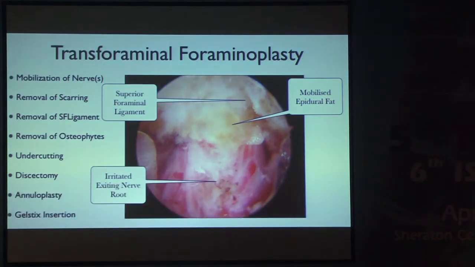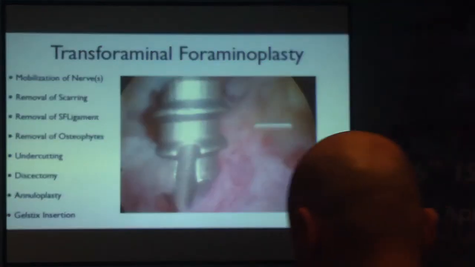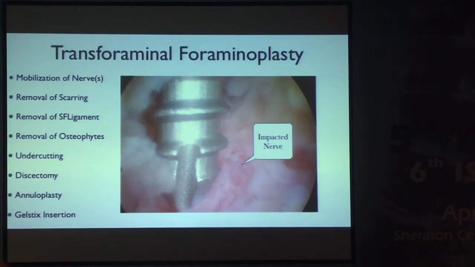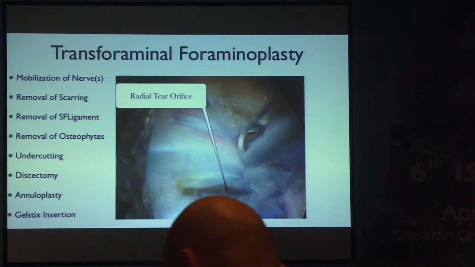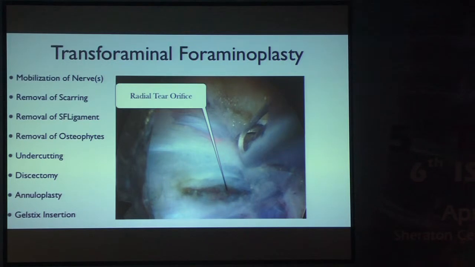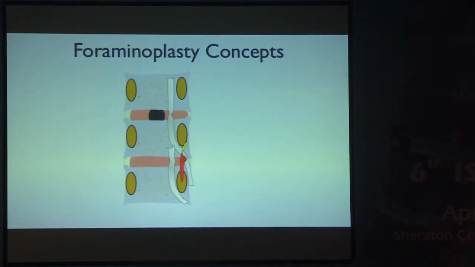So here we are with the superior foraminal ligament resected, epidural fat billowing through, and a pulsatile but obviously irritated nerve root, which has had the binding scar removed from it. And we inspect anterior to the nerve because often there are osteophytes digging into the front of the nerve. And sometimes you come across what I've always expected. And here is a radial tear orifice. We would treat that by annuloplasty and decompressing the radial tear.